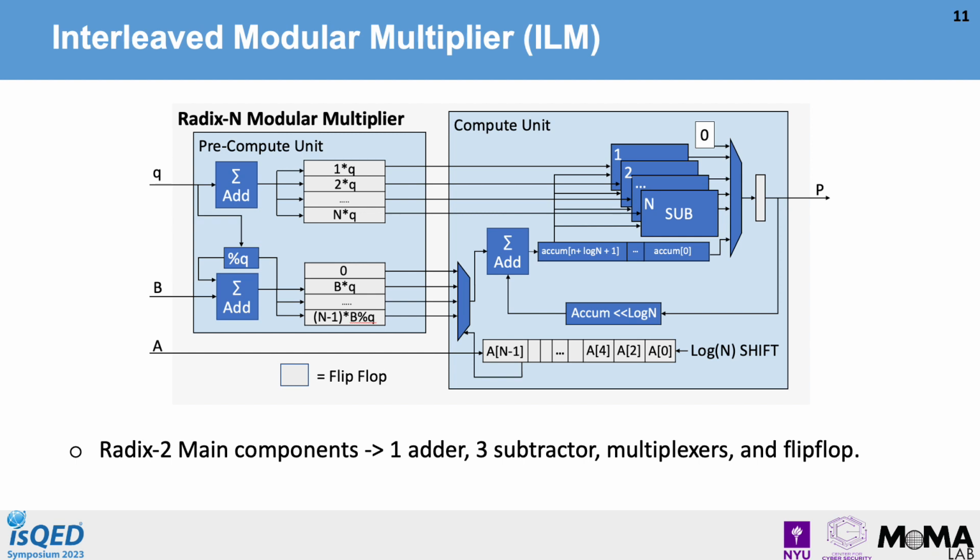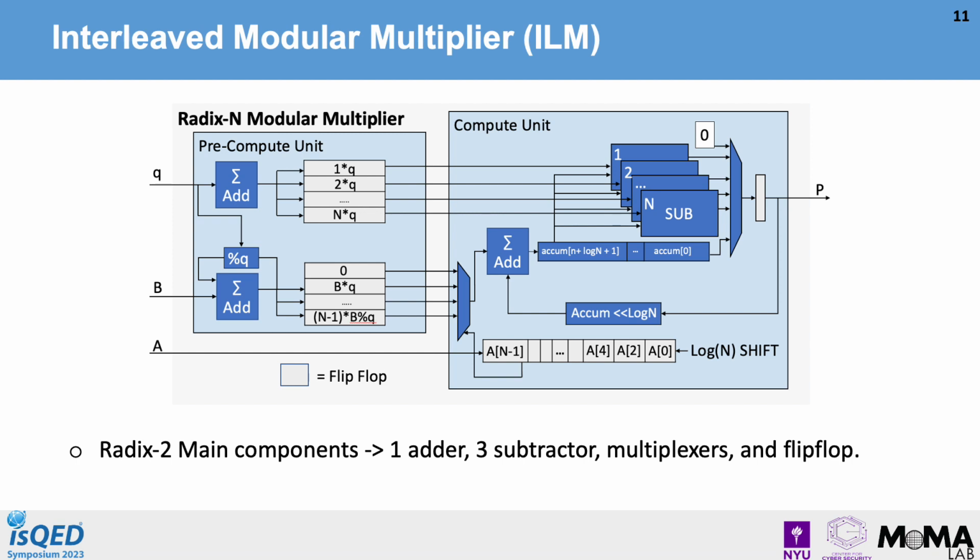This figure shows architecture of interleaved modular multiplier or ILM. Main components are 1 adder, subtractors, multipliers, and flops. Here pre-compute unit calculates multiples of q and operand b. Compute unit performs modular multiplication and reduction with some bits of operand a iteratively. For radix 2, only 1 bit of operand a is used. Compute unit is active all the time, while pre-compute unit is active for few cycles initially.